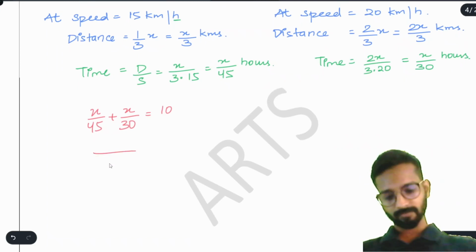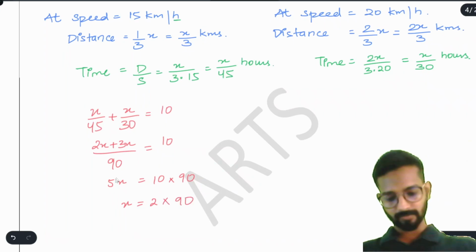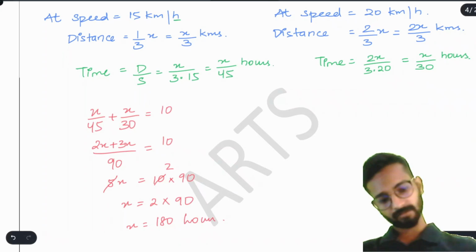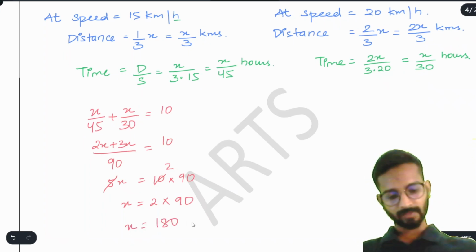You can take LCM, 90, 2x plus 3x is equal to 10. So 5x is equal to 10 multiply 90. X will be 2 multiply 90. 5 2s are 10. X you will get 180 kilometers. Sorry, 180 hours. Oh wait, X is... Therefore, x is equal to 180. 180 kilometers. Remember this thing.